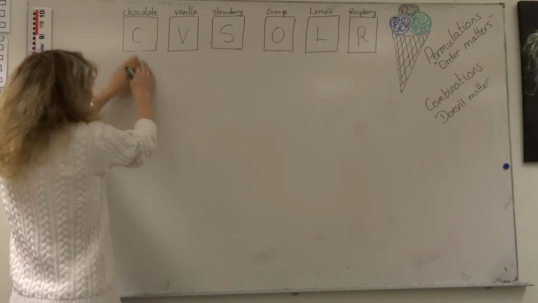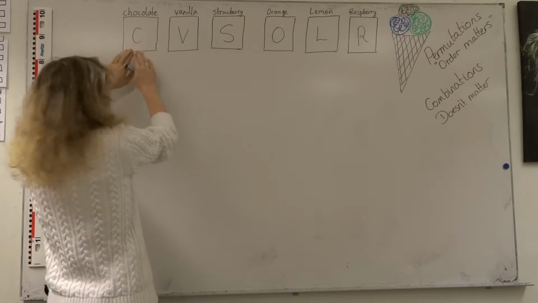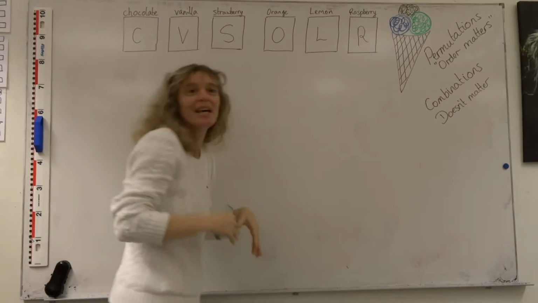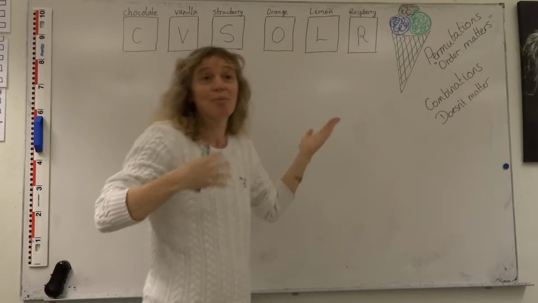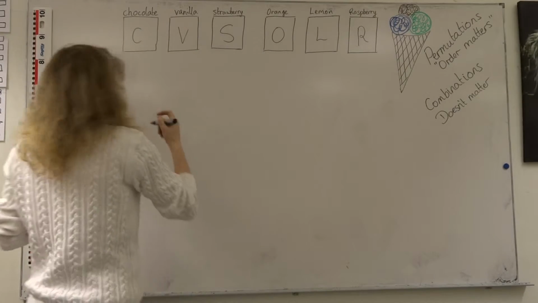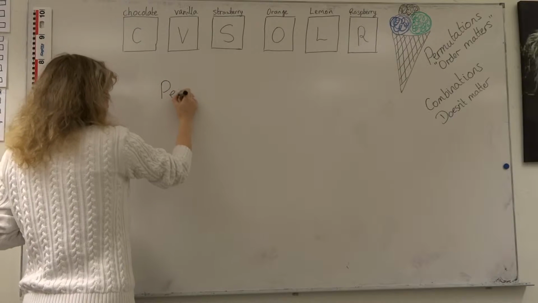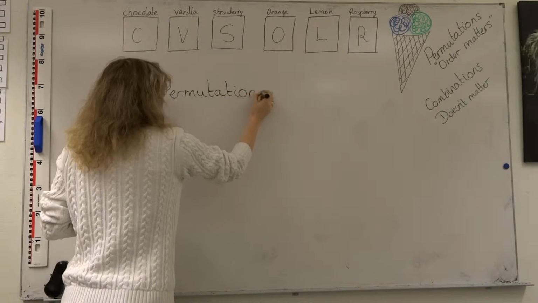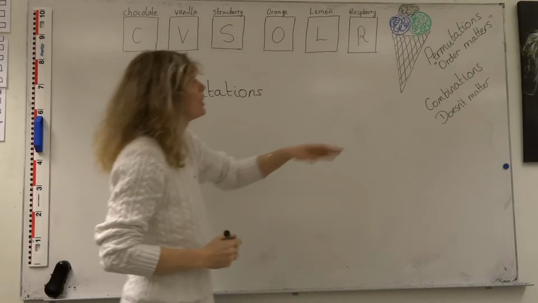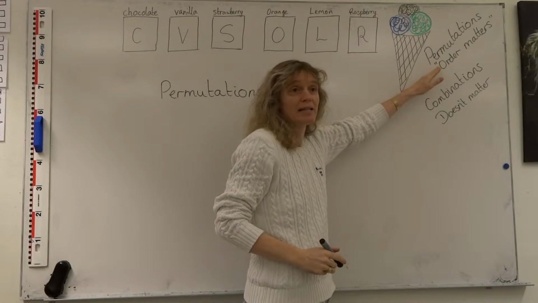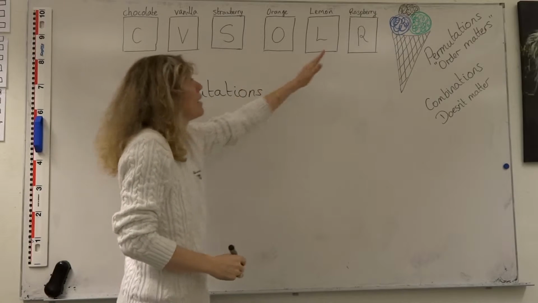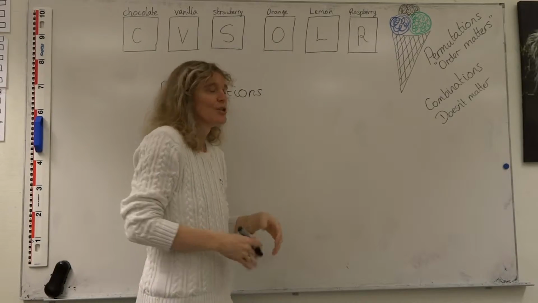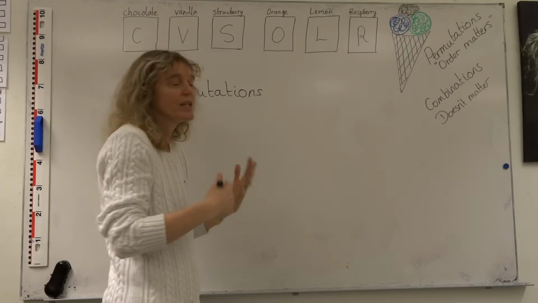I could start with chocolate, then go vanilla strawberry, or I could go chocolate strawberry orange, or chocolate lemon raspberry. So how would we work this out mathematically? There are 2 ways mathematically. There's one way, and we talk about permutations. And permutations means order does matter. If I say I want lemon ice cream first on the bottom, it has to be on the bottom. So this is the simplest one, where order does matter.